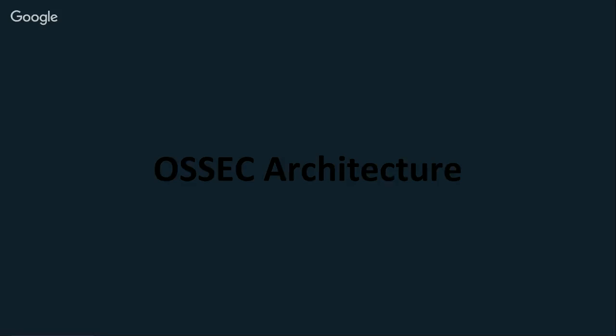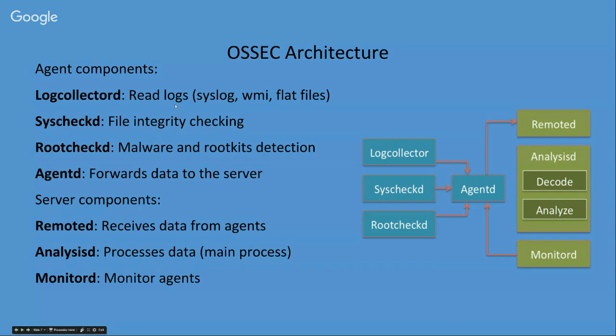Ossec architecture. Your architecture agent components are your logs collector, your system checker, rootcheck, agent, remote analysis, and monitor. All of these things essentially report back to the agent, which then reports back to your server and is analyzed and decoded and sent out as a message to the administrator.